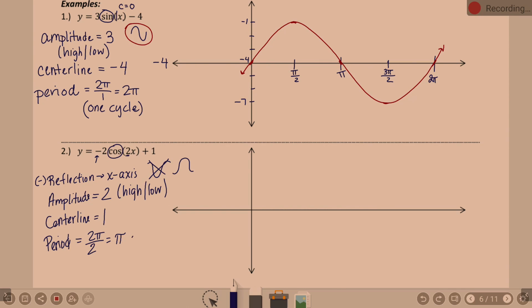Now, the only other thing we haven't addressed, phase shift. All right. What do we have in the way of a phase shift? Is there a plus or minus in the parentheses? No. Our C, again, is 0, meaning there's no phase shift. Okay? So my graph is still going to start here at the center.